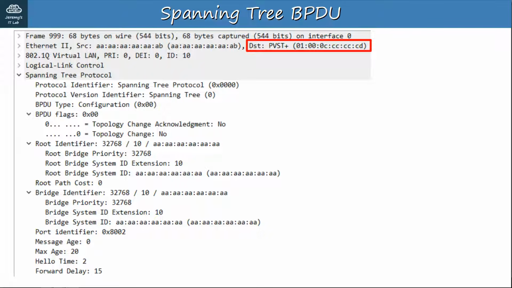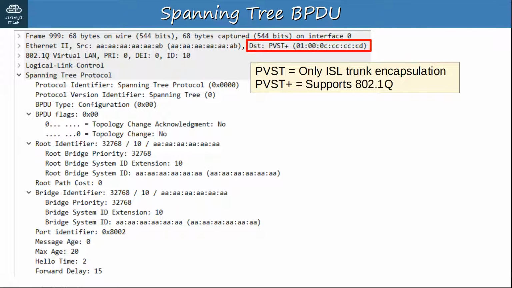I mentioned PVST in the previous lecture, but what's PVST Plus? Well, PVST is an older version, which only supports Cisco's ISL for trunk encapsulation. PVST Plus is a newer version which supports .1Q. I might use the term PVST sometimes, but really I mean PVST Plus, because ISL is pretty much never used anymore.